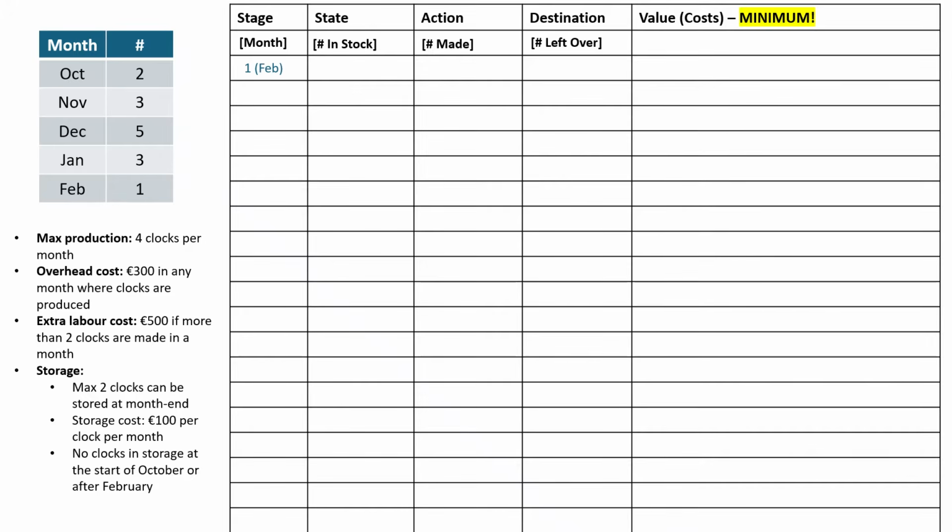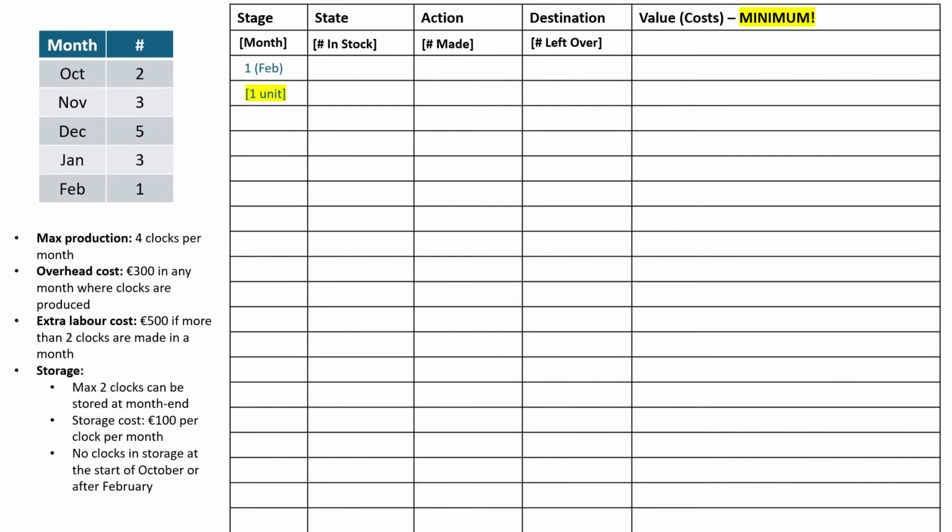Let's start with stage 1, which is our last month, February. In February, we need 1 clock. I like to put in, just in this column here, and I've highlighted it in a different color, how many we need for that month, so I don't have to keep going back and looking at the table when I'm filling out what's happening in that month. You don't have to do that. I just find that really helpful.